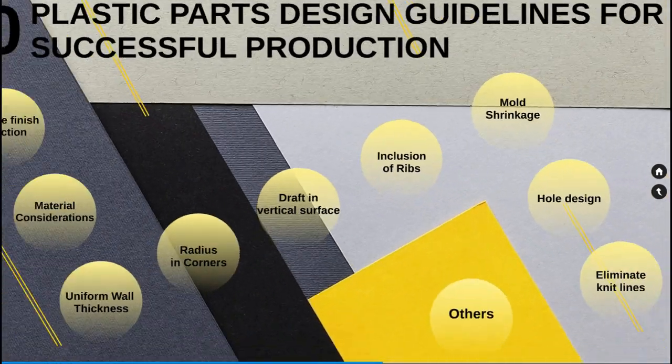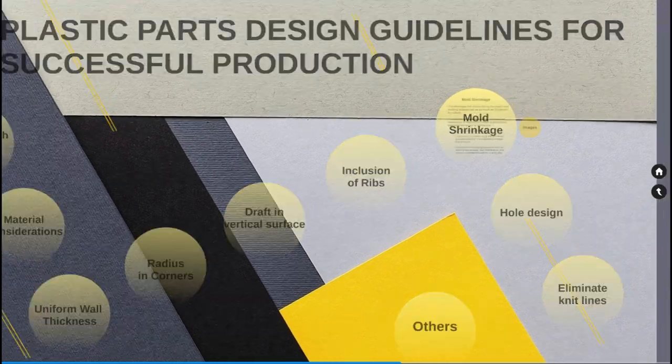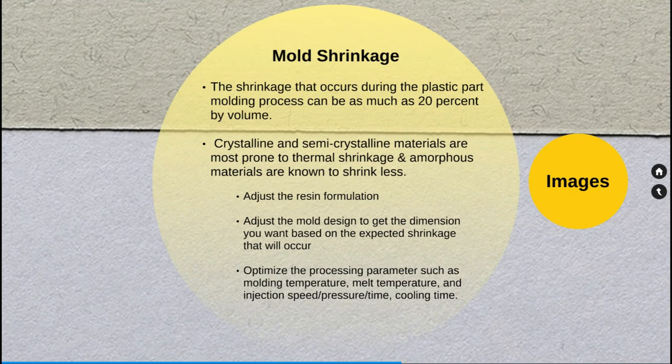Next is mold shrinkage. The shrinkage that occurs during the plastic part molding process can be as much as 20% of the volume. So when you design the mold, you have to consider the shrinkage allowance as well. Crystalline and semi-crystalline materials are most prone to thermal shrinkage, and amorphous materials are known to shrink less.